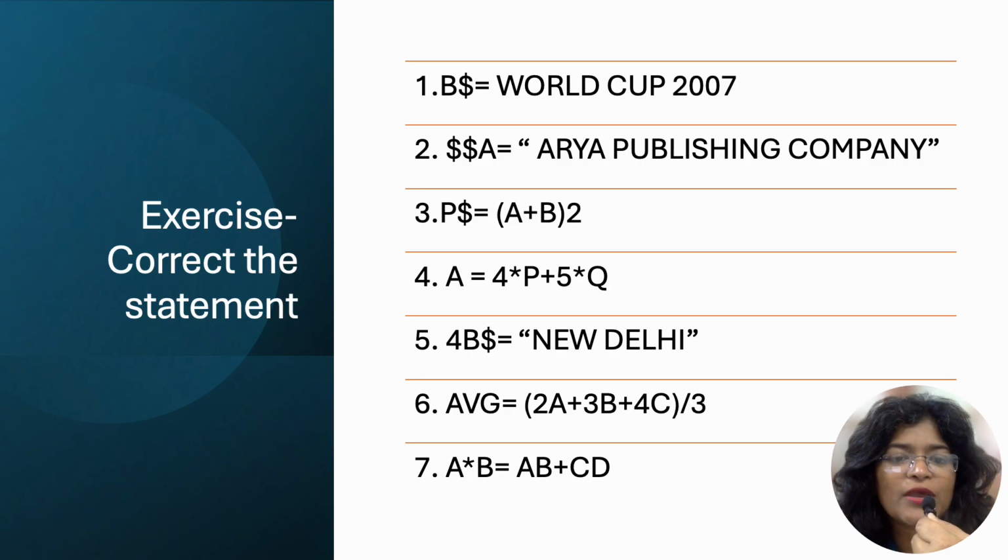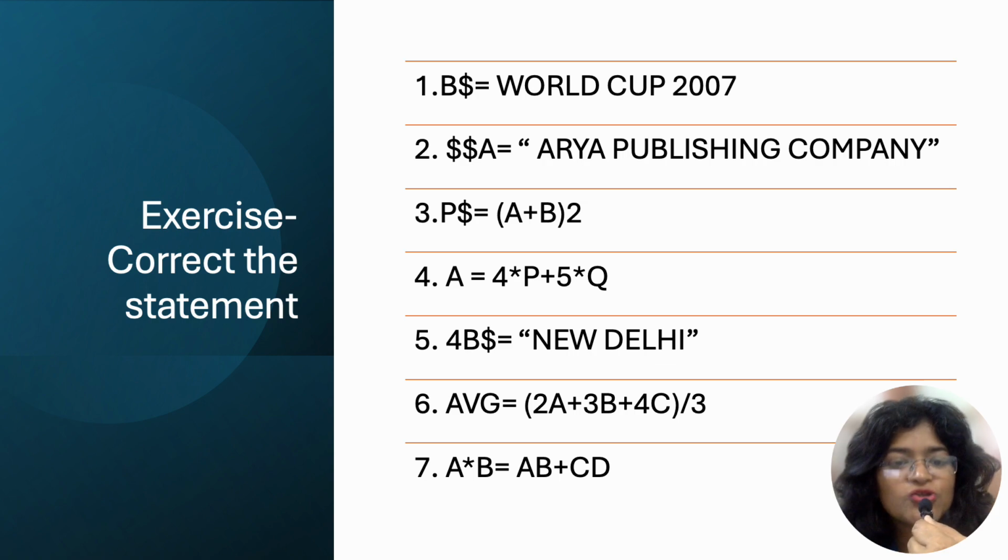AVG is equal to 2A plus 3B plus 4C by 3. So this would be a numeric variable because there is a mathematical equation involved. And what do we have to put for Q basic? 2A has to be written as 2 asterisk A plus 3 asterisk B plus 4 asterisk C.